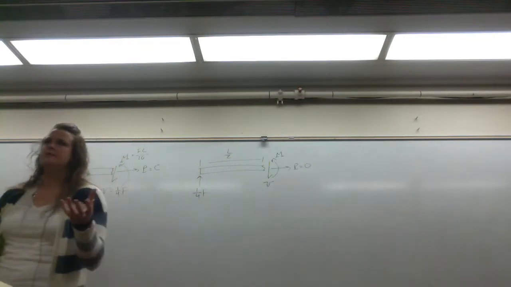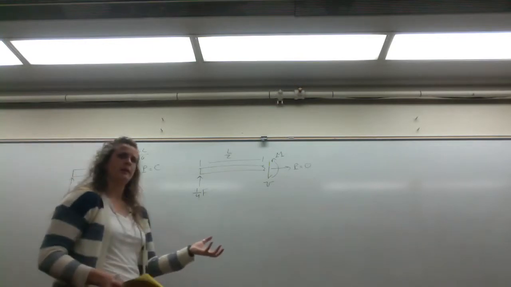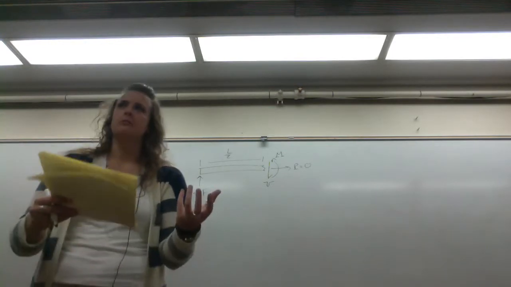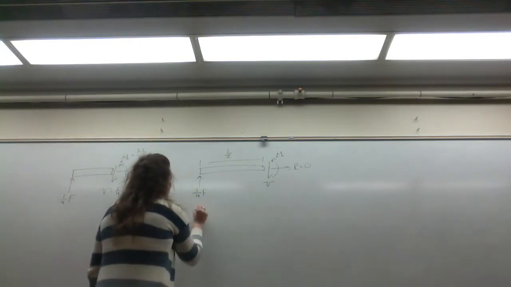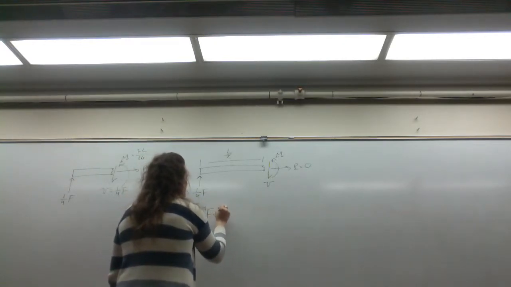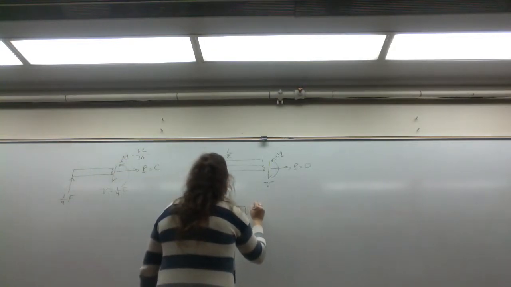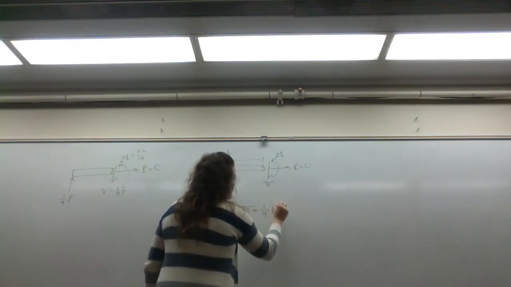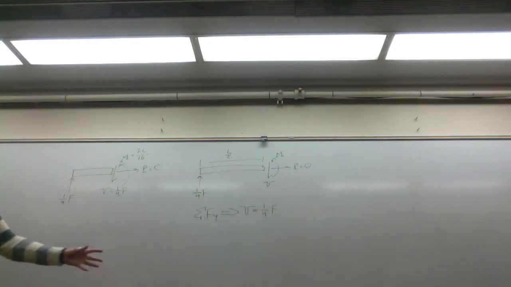Okay, our axial force is 0. We keep our same sign convention for our shear and our moment. And then we apply our equations of equilibrium. Right, this is what we've learned up to this point. So if we sum the forces in the y, okay, we get our shear force to be 1/4 F.